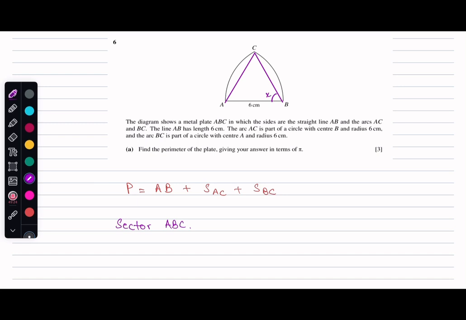an x here. With respect to the sector ABC, I should know that my radius is equal to AB and it's also equal to BC, and therefore this value here is going to be 6 centimeters. So I have the radius which is 6 centimeters here, and we have the angle which is x in this case. Here we were dealing with ABC with center B. Now let's work with sector ABC with center A.